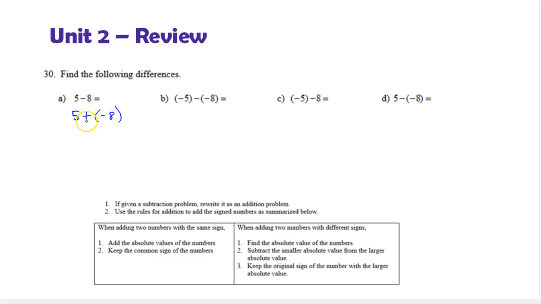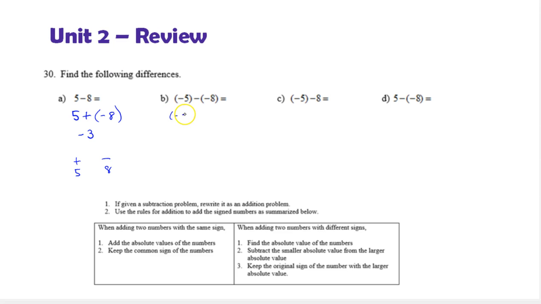Okay. Now, since the signs are different, so we have a positive and a negative, their absolute values are 5 and 8. Since the signs are different, you take the difference. Well, the difference is 3. And the sign of the larger absolute value is negative, so our result is going to be negative 3. Let's look at the next one.